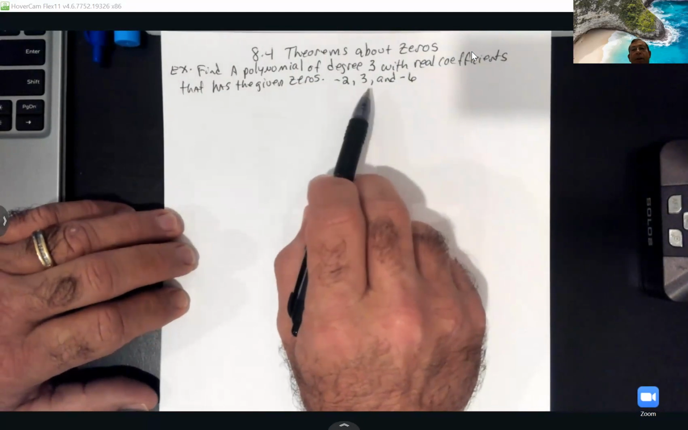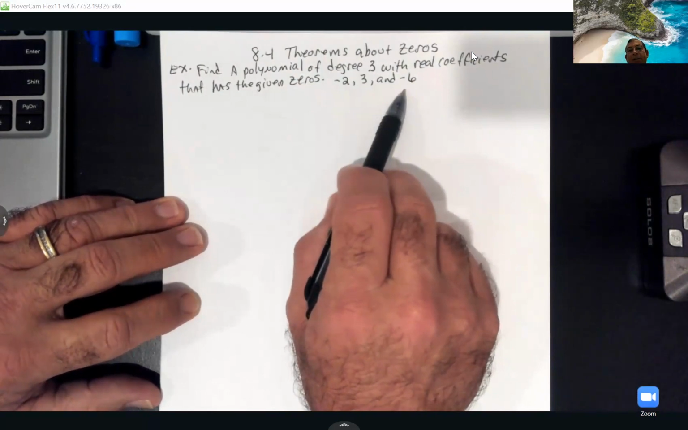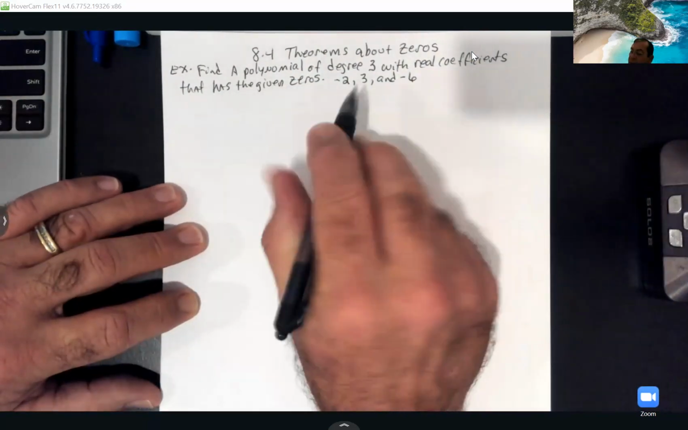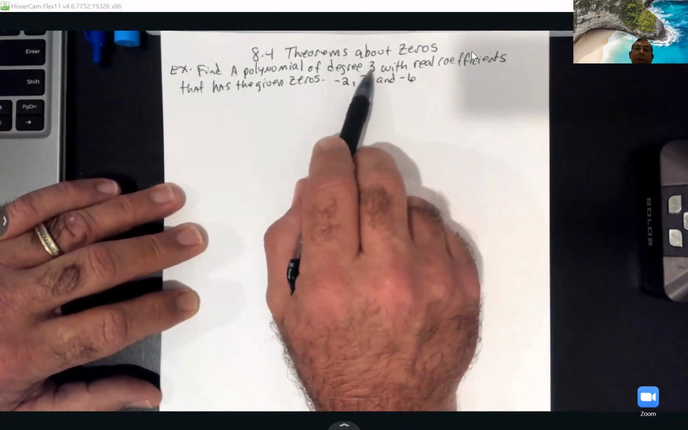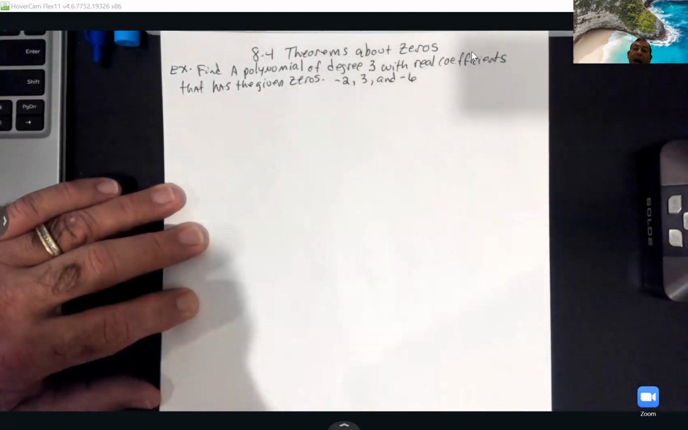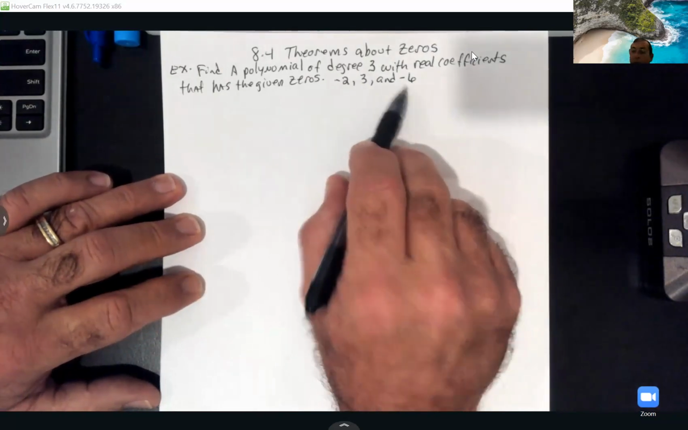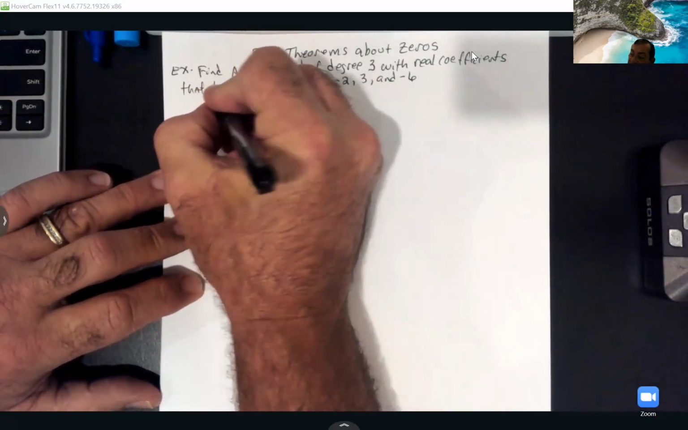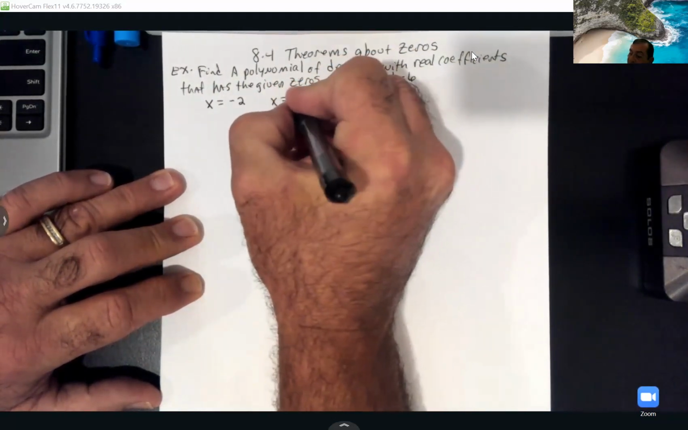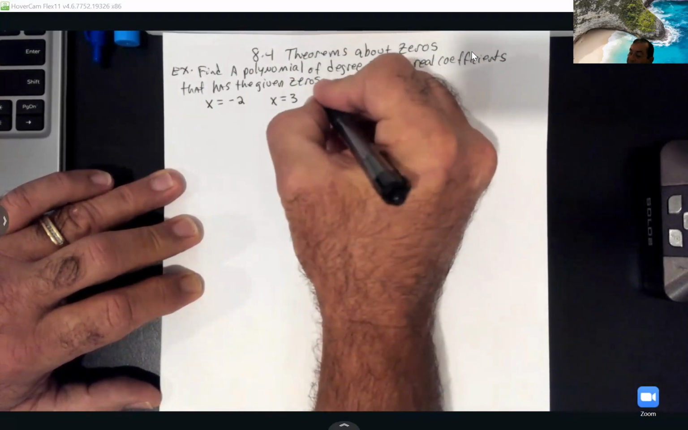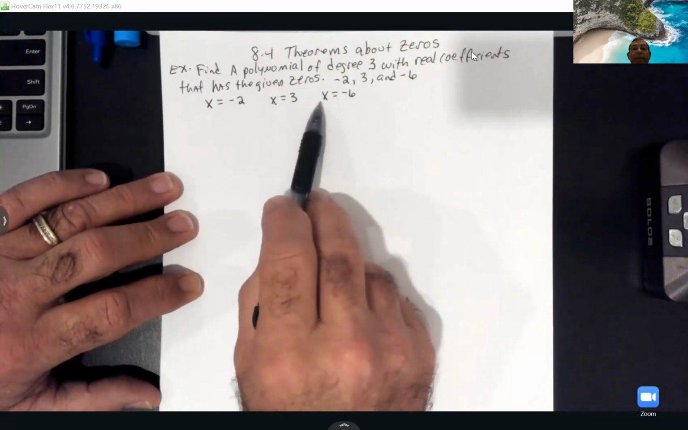So they're giving me zeros, and y'all remember, zeros are solutions. So I'm going to write them as solutions, and then we'll work backwards. The first thing you want to do: you've got 3 zeros, so that's how we're going to end up with a degree 3 when we're done. And remember, the degree is the highest exponent we can have, okay? So since these are zeros or solutions, we're going to set x equal to -2, x equals 3, and then x equals -6. So we start by writing them as solutions.